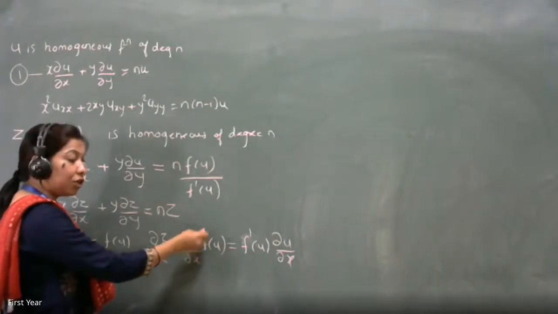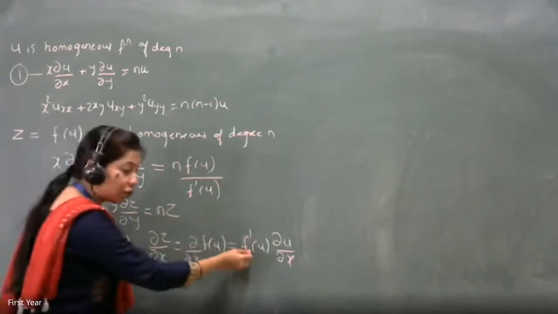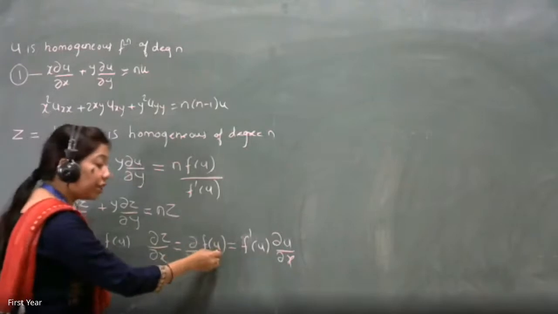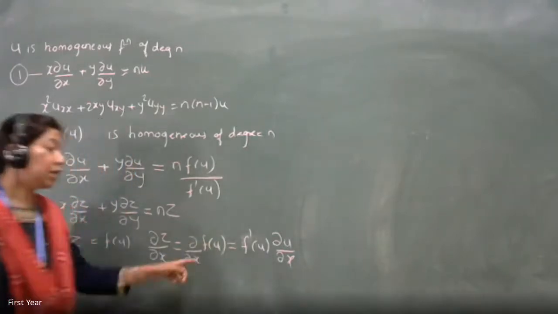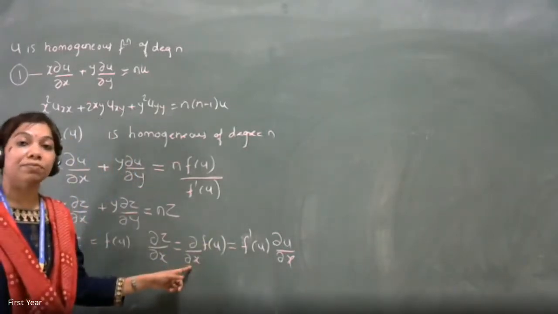So first I have to differentiate the function f, which is f dash of u, and then I have to differentiate the internal function u with respect to x. Is this statement clear? Then everything is very easy.